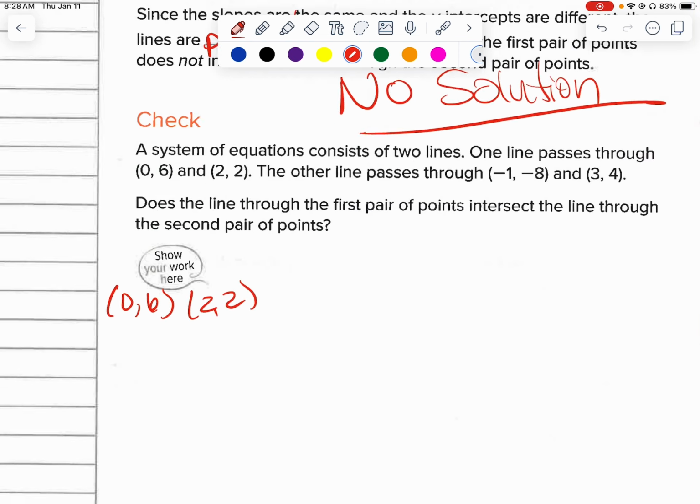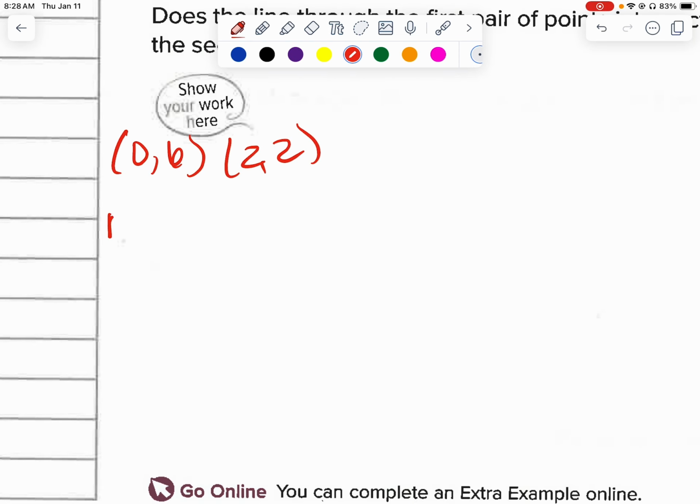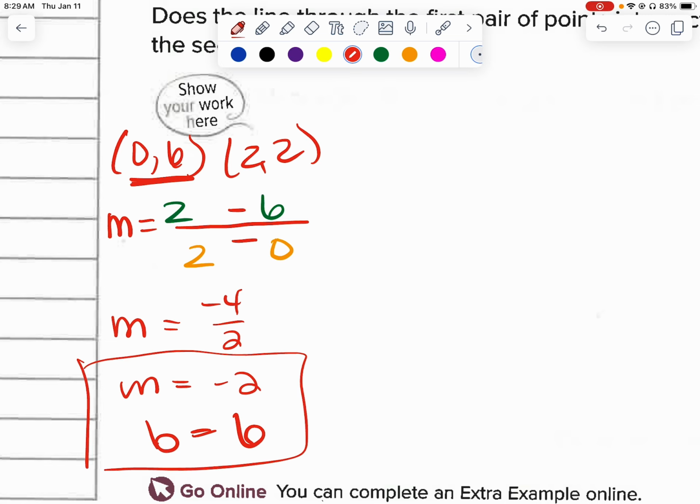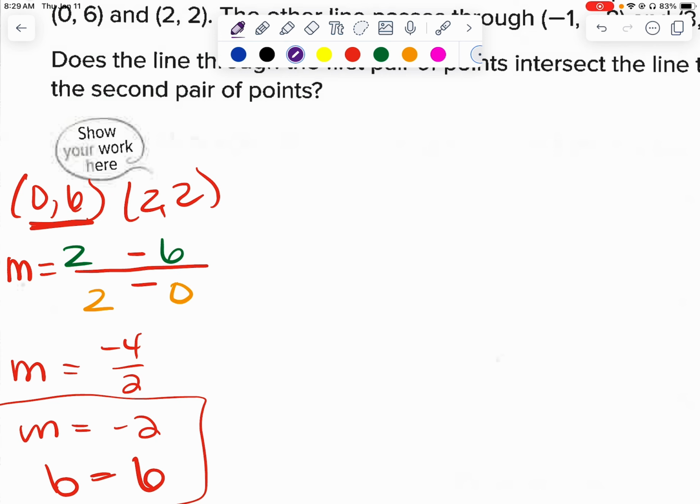The very first thing I need to do is find the slope for this. I subtract my y values, so I get 2 minus 6. I subtract my x values, 2 minus 0. When I simplify this, I get negative 4 over 2, which means my slope is negative 2. Because this point has an x value of 0, my b value is 6. Okay, so that's it for that one. Now I need to do it for this other set.